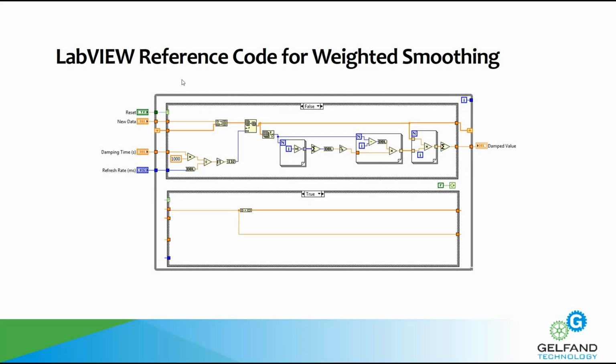They provided me the LabVIEW reference code for weighted smoothing. It had a reset option. You were able to specify the damping time and the refresh rate of the signal, and depending upon that damping time and the refresh rate, it would grow or shrink the array of data that you were averaging.